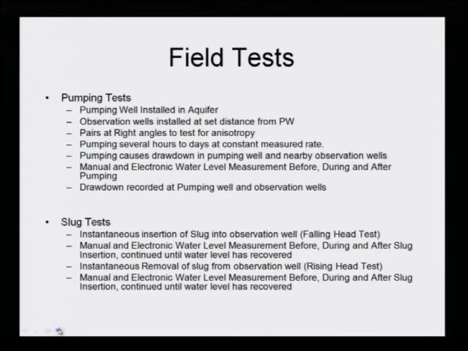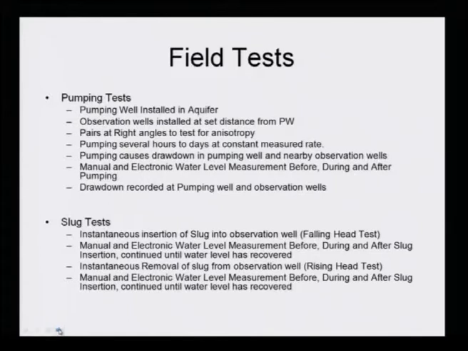Look at this, there are 2 tests. I said the borehole method earlier; another method is called the pumping in or pumping out test. So, pumping wells should be installed in an aquifer. There are two wells: one pumping well has to be installed in the aquifer, and the other well is called the observation well. It should be installed at a certain distance away from your pumping well.